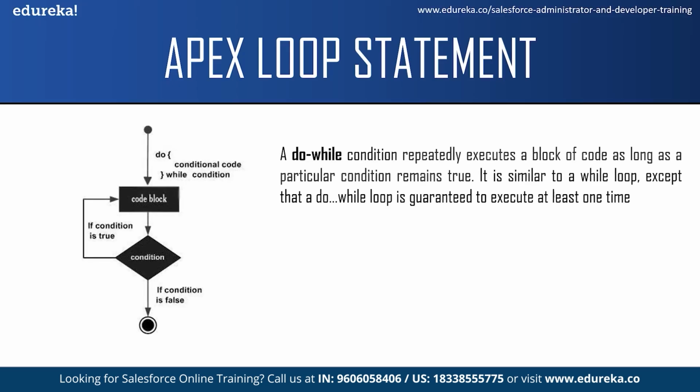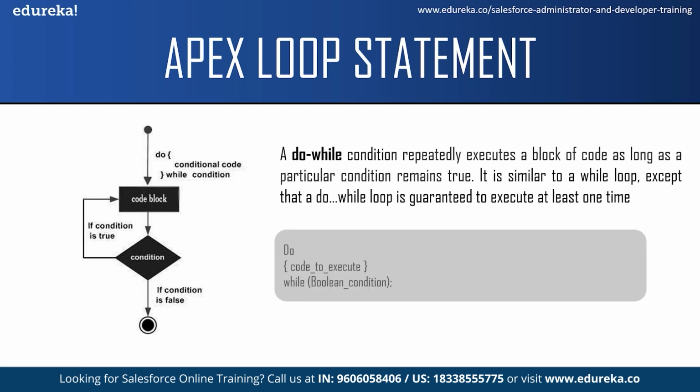The Apex do while loop repeatedly executes a block of code as long as a particular condition remains true. But unlike the for loop and the while loop, which test the condition at the top of the loop, the do while checks the condition at the bottom of the loop. Another major difference is that the set of code is executed at least once in the do while loop. This is the syntax for the do while loop. First is the do keyword, then the code to be executed, followed by the while condition. Let me switch back to my Salesforce console to show the working of the do while loop.